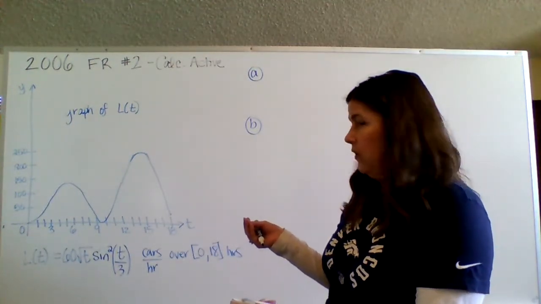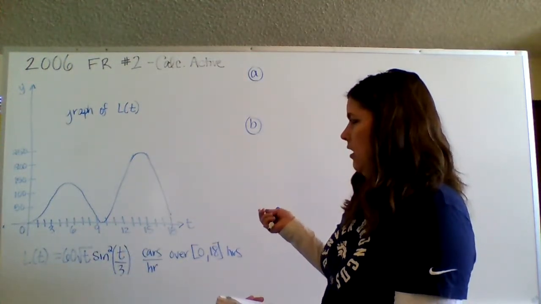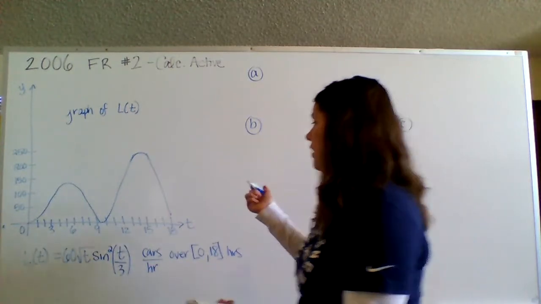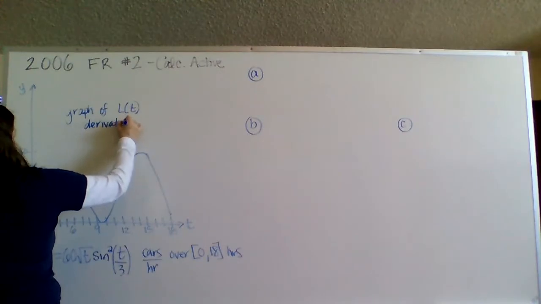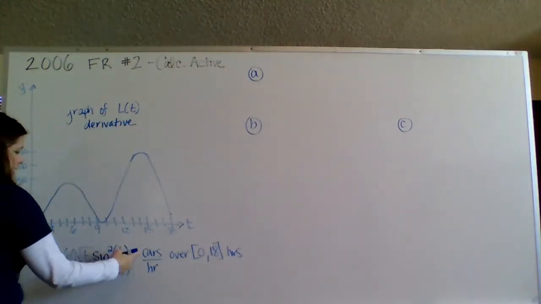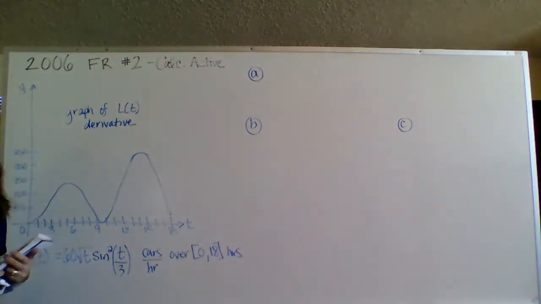And it says the graph of L of t is shown. I redrew the graph to the best of my ability that you guys are seeing on your paper. So if this is the graph of L of t, this is the derivative graph. This is the graph of the cars turning left, the rate of the cars turning left in cars per hour over 0 to 18 hours.